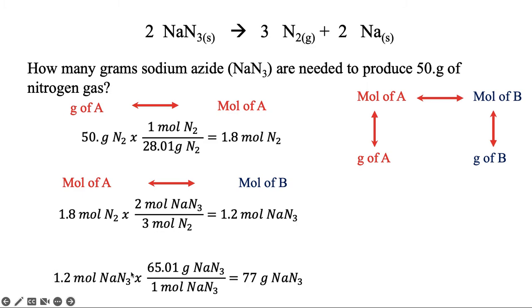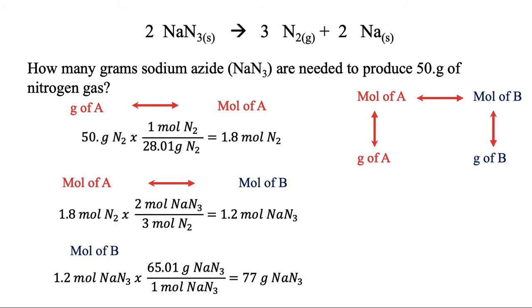1.2 moles of sodium azide multiplied by 65.01 grams of sodium azide over 1 mole of sodium azide. So I'm multiplying moles of sodium azide and dividing by moles of sodium azide. So this unit will cancel out, leaving me with 1.2 times 65.1 grams of sodium azide over 1. And that gives me approximately 77 grams.